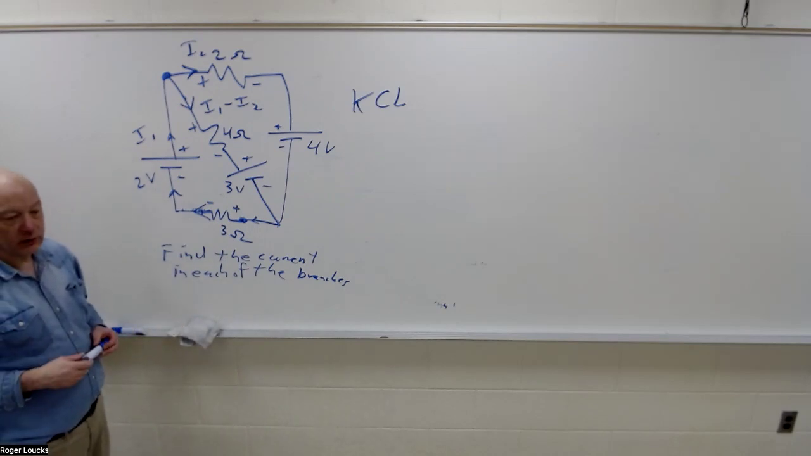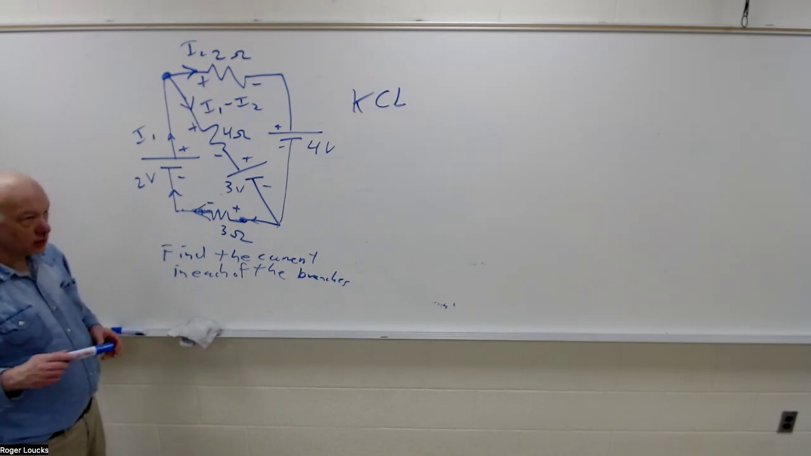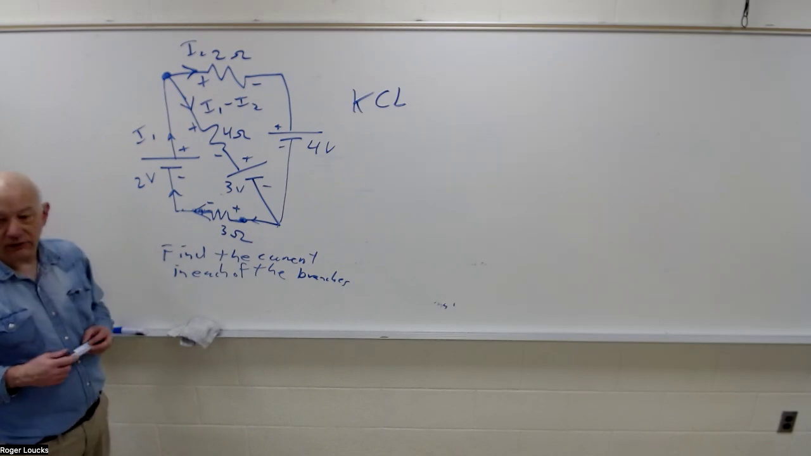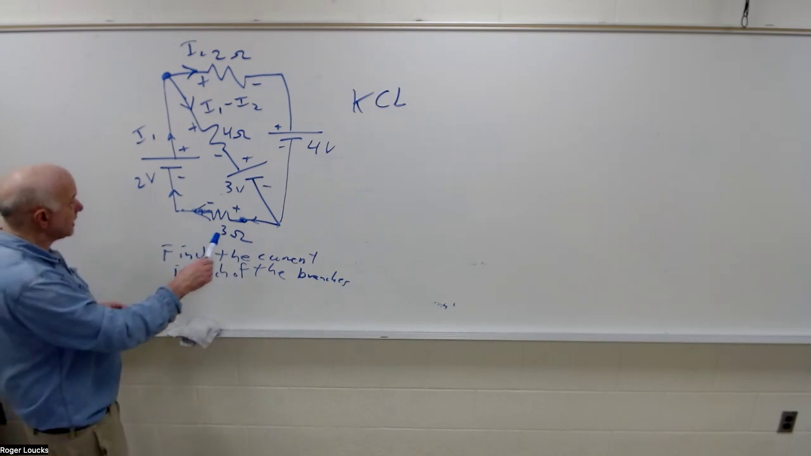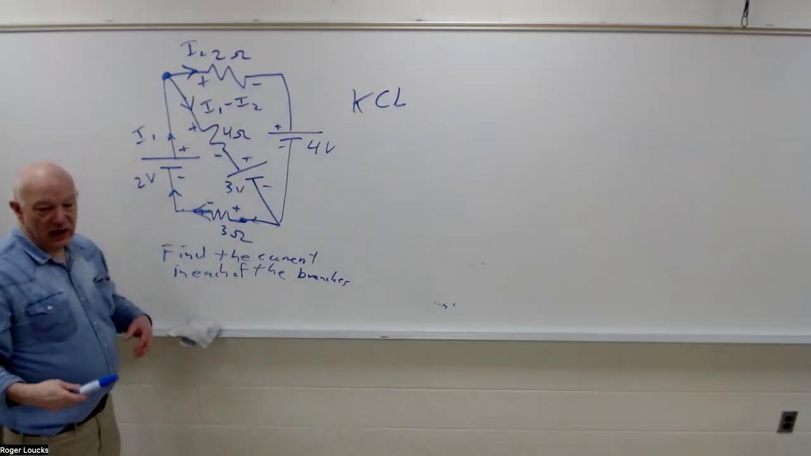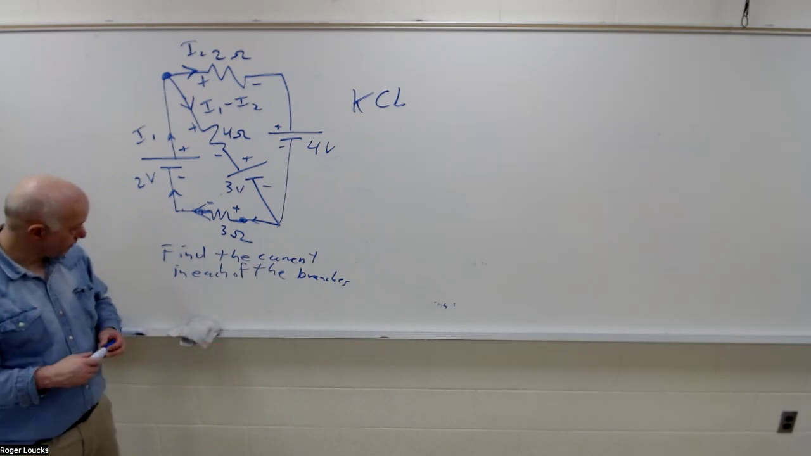So how many equations do we need? We need 2. By a loop, I mean a closed loop. How many closed loops do I have in this? I have 3. I can have this little loop, or then the big loop here. Okay, it doesn't matter which loops you have. So give me a loop.